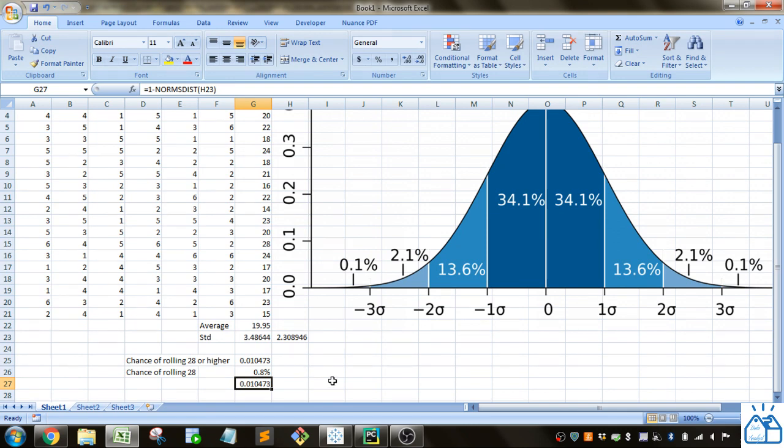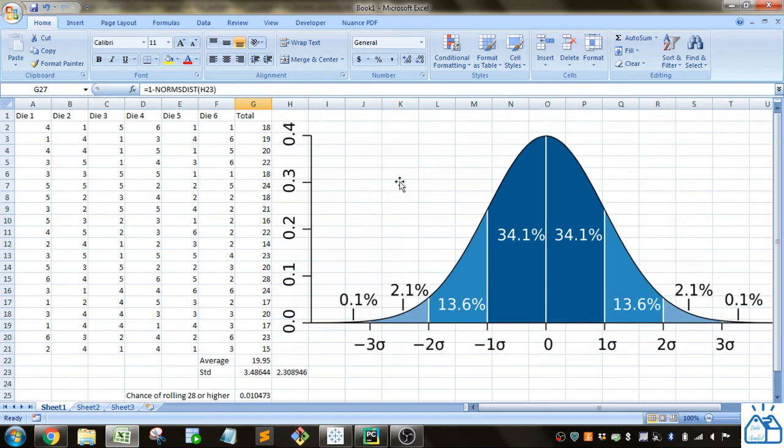So those are two functions that you can use to figure out the probabilities of different things based on a normal distribution. I hope you guys learned something.